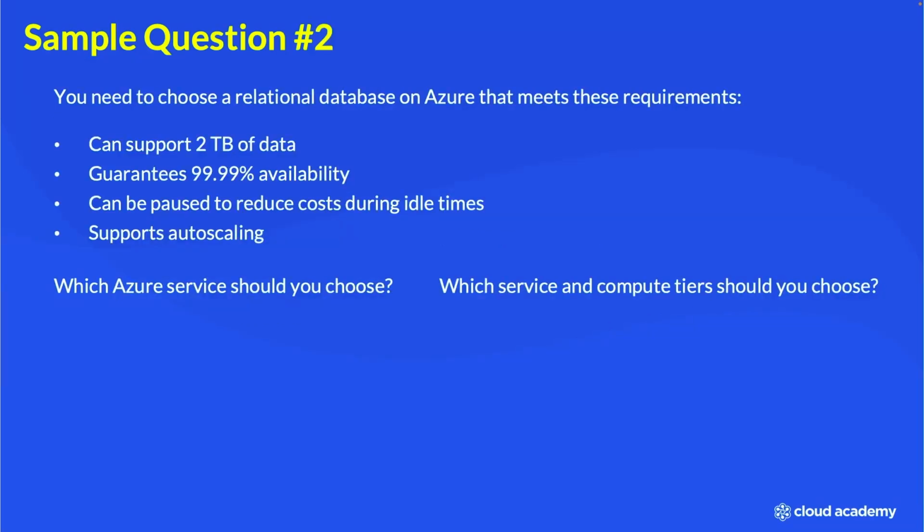All right, question number 2. You need to choose a relational database on Azure that meets these requirements. It can support 2 terabytes of data. It guarantees 99.99% availability. It can be paused to reduce costs during idle times. And it supports auto-scaling. So now there are 2 questions down here. One is, which Azure service should you choose? And the other is, which service and compute tiers should you choose? So you really need to know your relational databases on Azure to be able to answer this question.